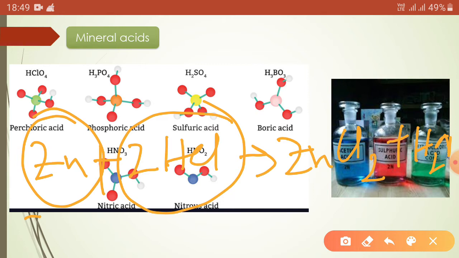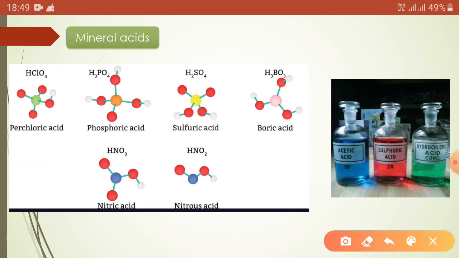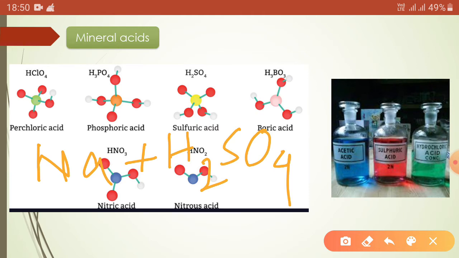Now if I take another example, suppose I am taking sodium, Na, and it reacts with H2SO4 aqueous solution, it gives us Na2SO4, that is sodium sulfate. So keep in mind that when sodium reacts with sulfuric acid, it gives us sodium sulfate and hydrogen gas. Got it?